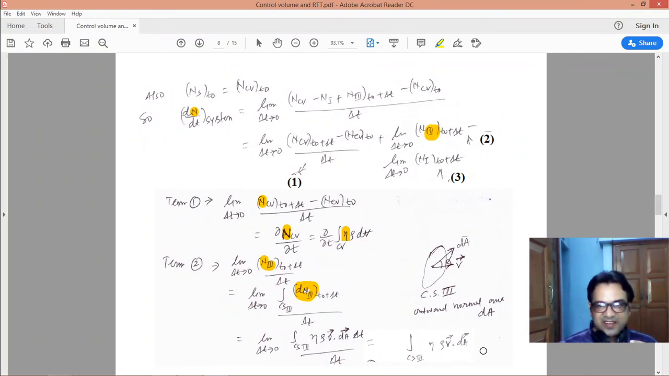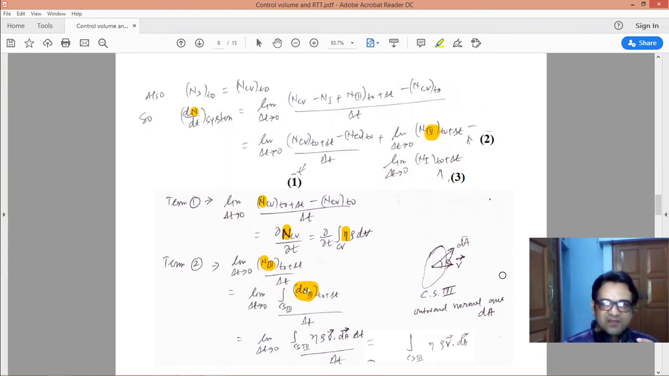But if the direction of the velocity and the outward normal is different, suppose they are making angle alpha, then this dot product will be v dA cos alpha. Basically, for the outflow conditions, it is positive, that's why.